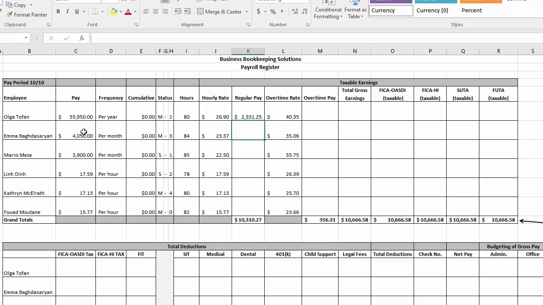To calculate the other two salaried people's regular pay, we're going to take their pay, notice this says per month, so we have to convert that first to an annual rate. So 4,050 times 12 gives us 48,600 per year. To calculate her regular pay per pay period, we divide by the number of pay periods in a year, which is 24 for this company. That gives us 2,025, and we should round that.